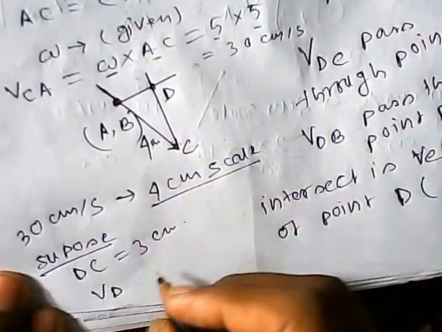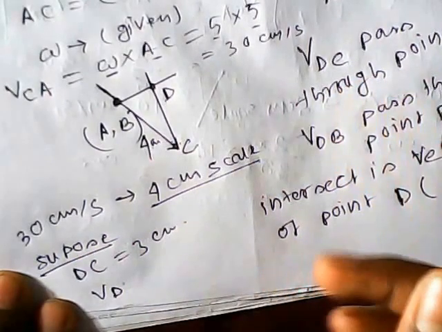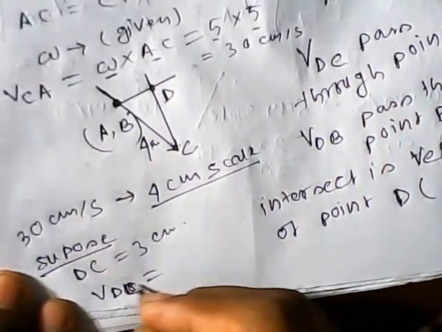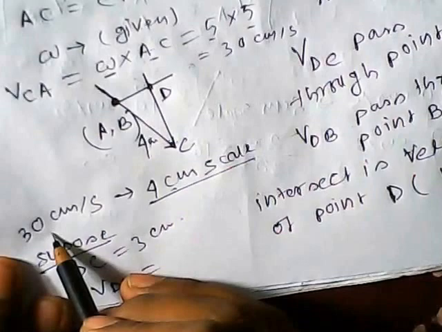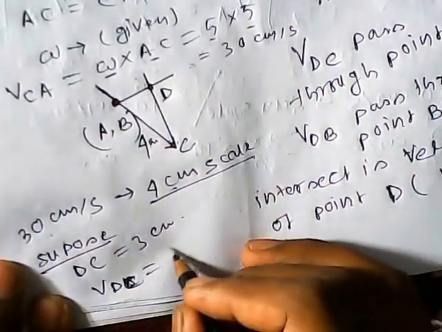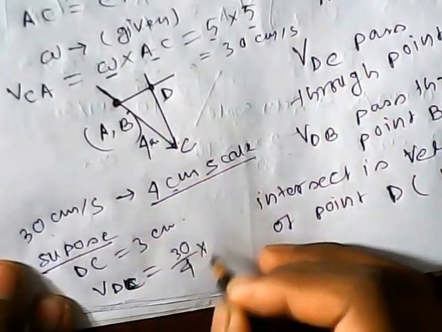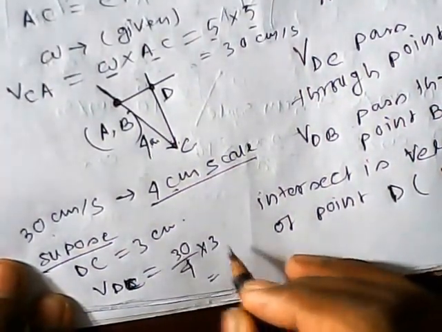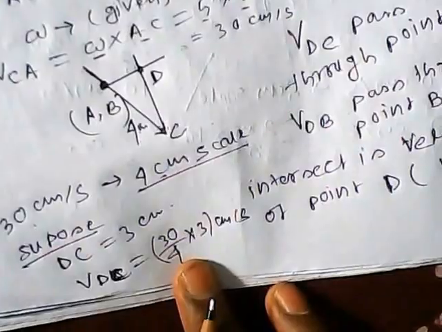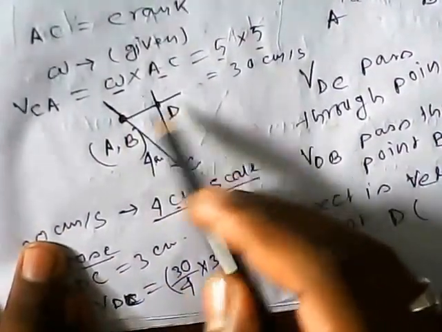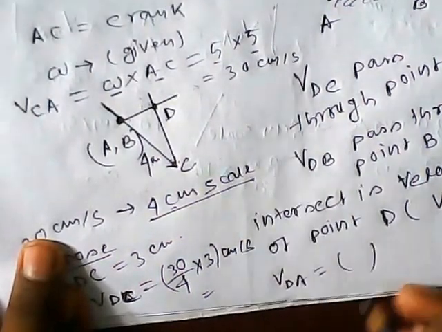Line DC is 3 centimeter, so velocity of D with respect to C equals 30 divided by 4 into 3, so that is the velocity of point D with respect to C. Also you can determine the velocity of point D with respect to point A if we measure the distance dA, and then we can get the velocity of point D with respect to A. Next lecture I discuss the example of the derivative velocity method. Then the lecture will be totally clear.